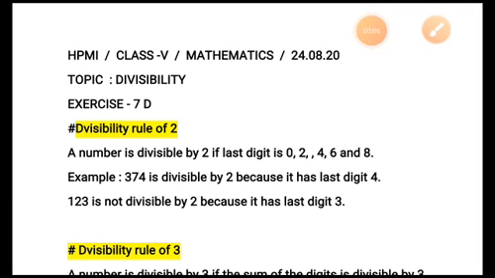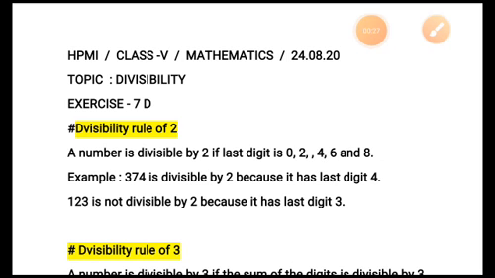Students, today we are going to begin with a new chapter in maths, that is divisibility. Now, when is a number said to be divisible by another number? The condition is that it will leave behind no remainder. That means the remainder will be 0. At that time, a number is said to be divisible by another number.